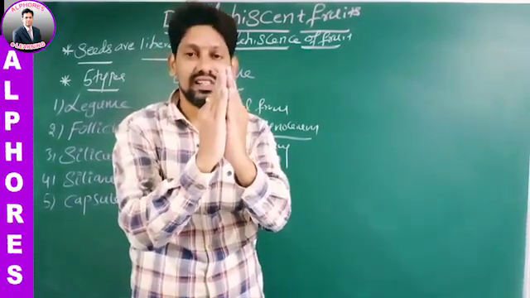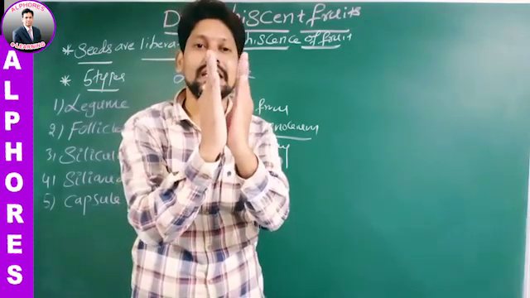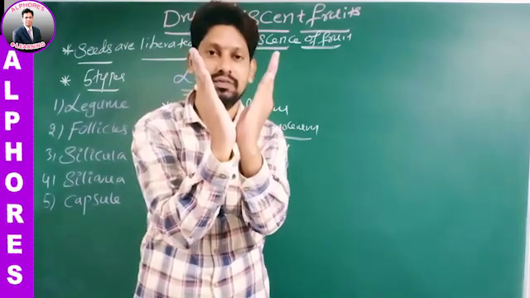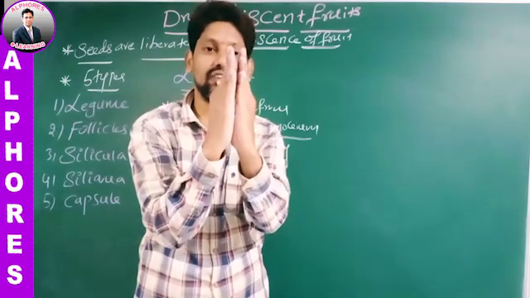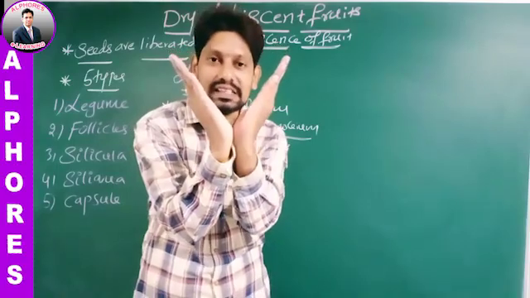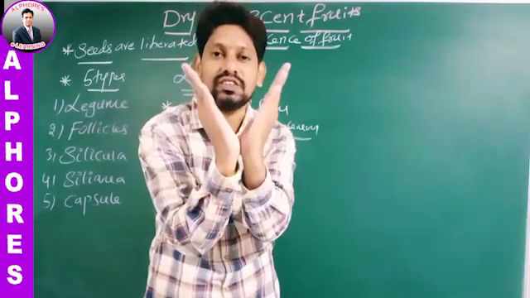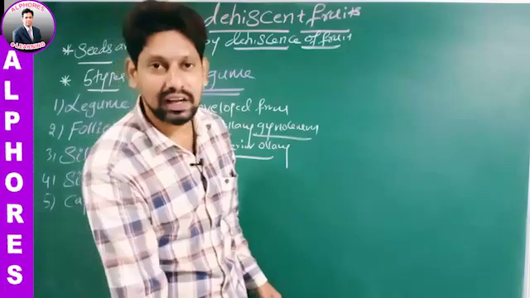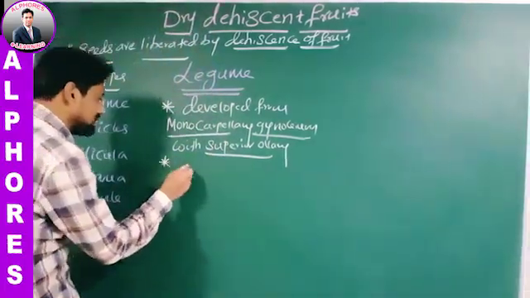Legume dehisces from apex to base vertically on the dorsal suture and ventral suture. See here. It is dehiscing from where to where? It is dehiscing from apex to base. Is it dehiscing horizontally? No, it is dehiscing vertically. On which suture? Dorsal and ventral suture. Is it okay? Right? Therefore, legume.